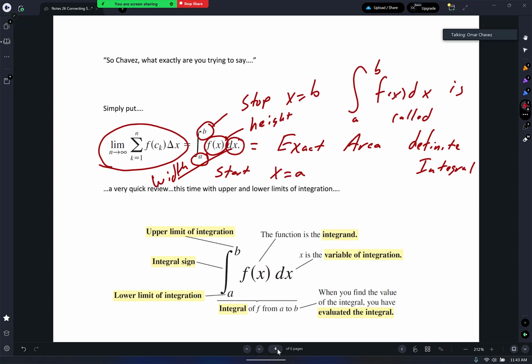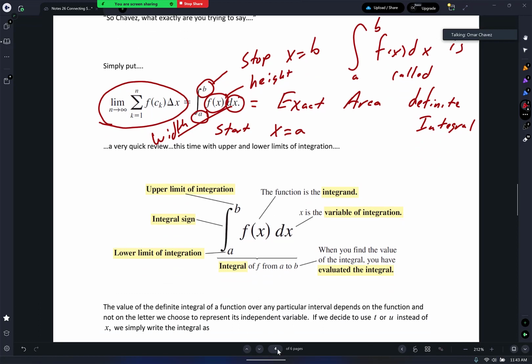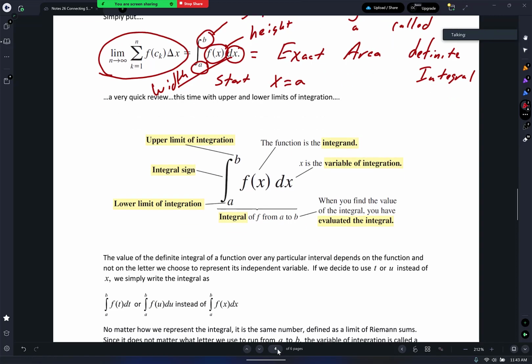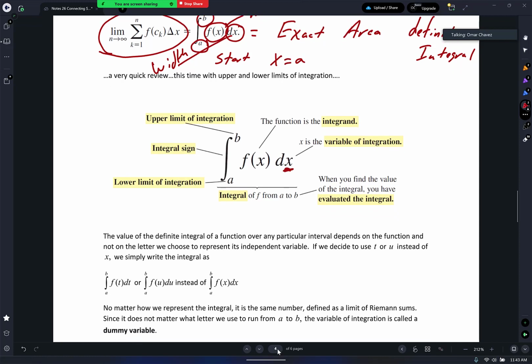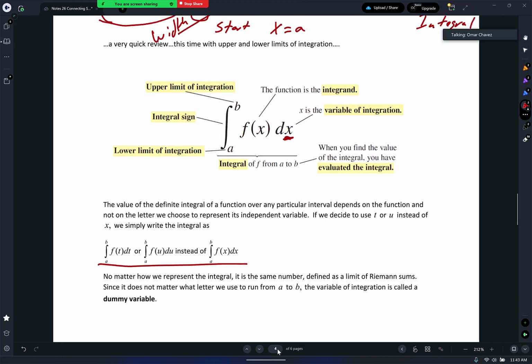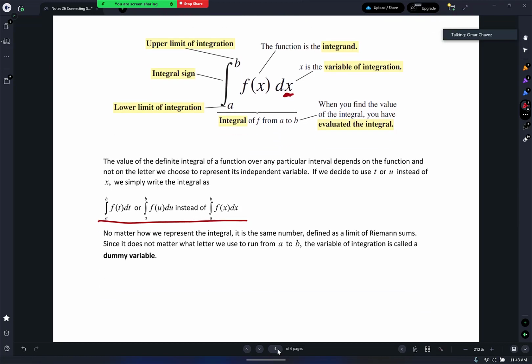How do we feel? Okay. And then they tell you upper limit, lower limit, integral of f from a to b. You can read that. It says the value of the definite integral of a function over any particular interval depends on the function and not on the letter we choose to represent its independent variable. So all they're trying to say is it doesn't matter, dx, du, whatever you want to call it. If we decide to use t or u instead of x, we simply write the integral with different letters. No matter how we represent the integral, it's the same number defined as the limit of Riemann sums. Since it does not matter what letter we use to run from a to b, the variable of integration is called a dummy variable. We're still finding the area, something times something.